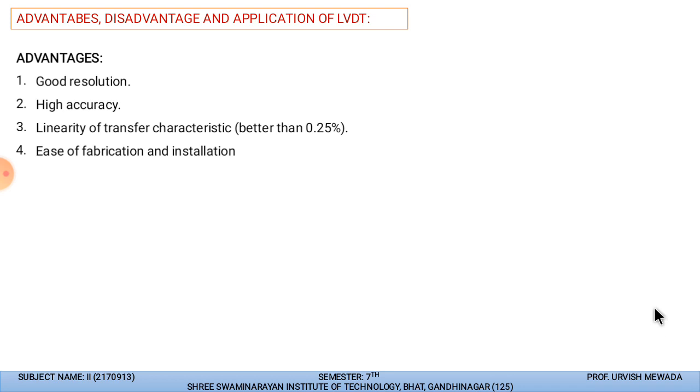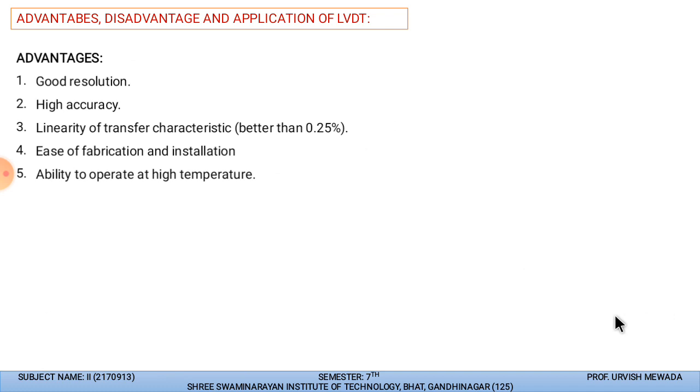Then ease of fabrication and installation. It has a simple structure, so it is easy to place the LVDT for industrial purposes, and we can put that device as per our requirement. We can have fewer problems with the foundation of this device, so that we have ease of fabrication and installation.